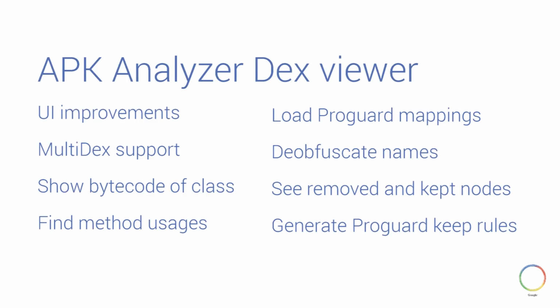Okay, so let's shift gears a little bit and talk about some new things that we're working on. I showed you APK Analyzer before, and we really want you to go out and use that tool to try and analyze your APKs. However, as of Android Studio 3.0 and going forward, we plan to invest more into this tool. In fact, Android Studio 3.0 Preview already has a lot of these features implemented that you can use. Things like UI improvements, multi-deck support, showing the bytecode of a class, finding method usages, and additional features for ProGuard as well, which I'm going to demonstrate for you now.